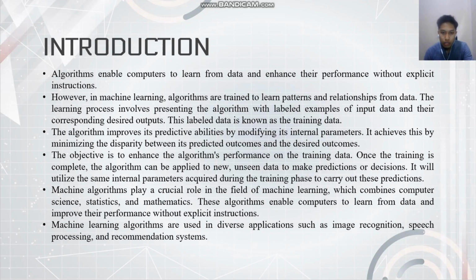Once the training is complete, the algorithm can be applied to new, unseen data to make predictions or decisions. It will utilize the same internal parameters acquired during the training phase to carry out this prediction. Machine learning algorithms play a crucial role in the field of machine learning, which combines computer science, statistics, and mathematics. These algorithms enable computers to learn from data and improve their performance without explicit instruction. They are used in diverse applications such as image recognition, speech processing, and recommendation systems.